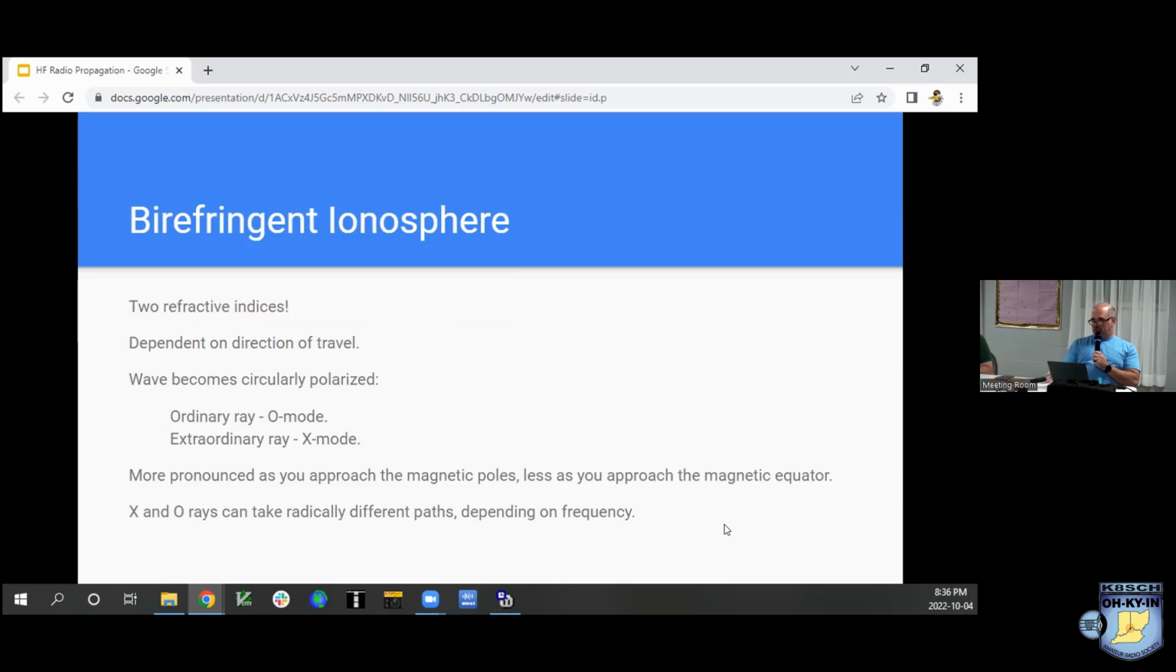So even if you're using a vertical or horizontal linear dipole, whatever you want to call it, it doesn't matter. It's going to come out circularly polarized. But that really doesn't impact your receiving end too much. Just know that when you're putting a signal up there, you're getting two rays out of there.